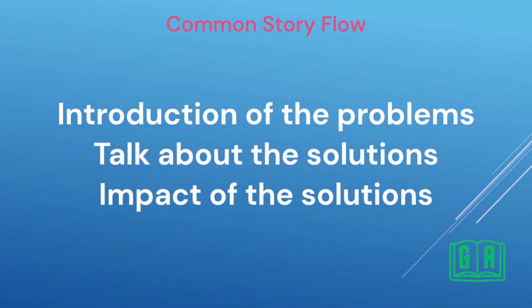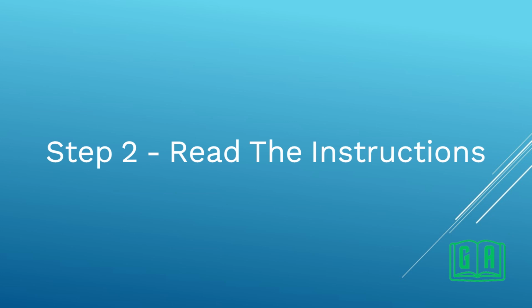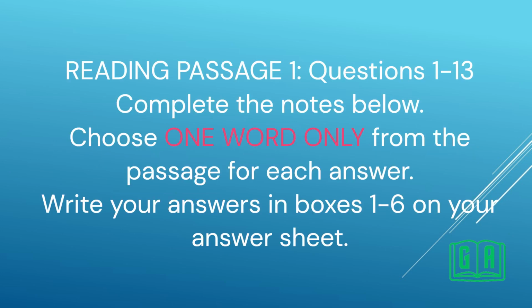Now, Step 2. See the instructions of the first question set. Look closely. Your answer for this question set must be only one word. So, you just need to write one word in each of the blanks from 1 to 6. Remember, during exam time, sometimes it is difficult to remember the instructions. So oftentimes, your eyes will roam on the instructions to find the one word only or two words only.